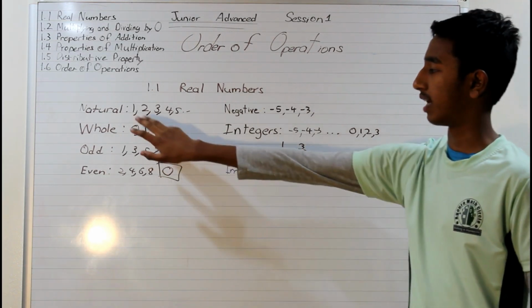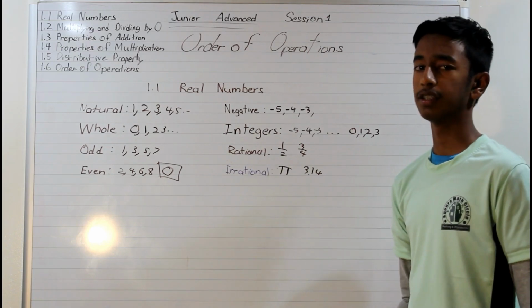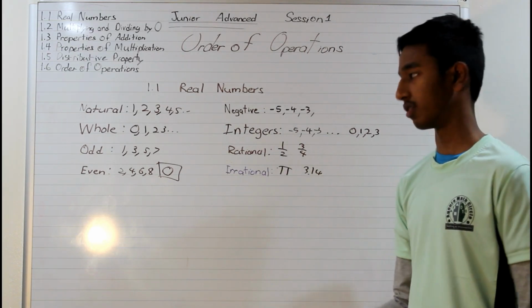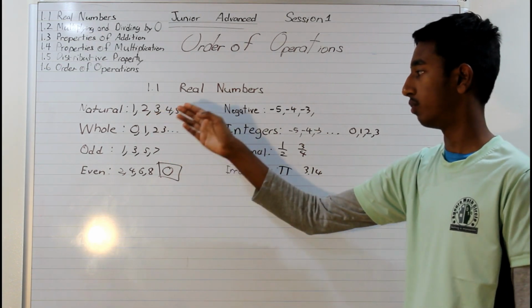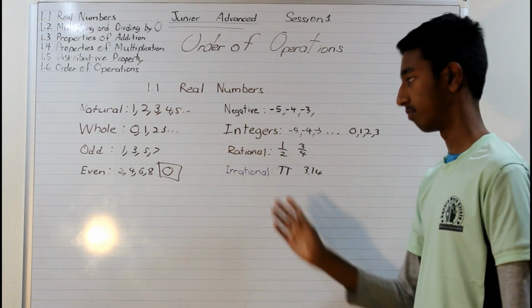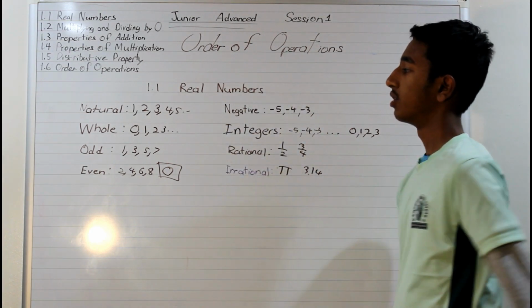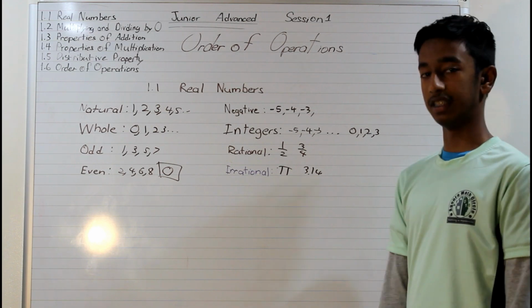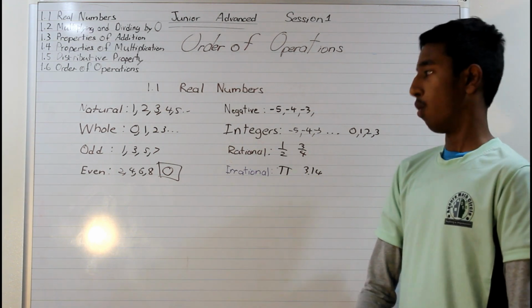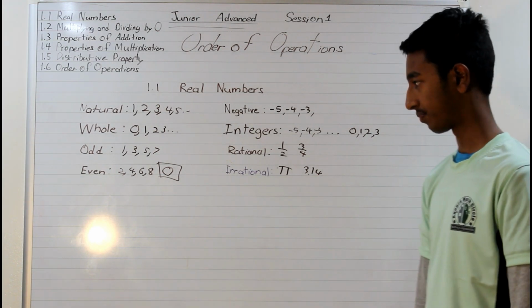The first one being natural numbers. Natural numbers are basically all of your counting numbers. That's also why they're called counting numbers. You count with them every day. They include 1, 2, 3, 4, 5, and on. Whole numbers. Whole numbers are basically the same thing as natural numbers, but all you have to do is add 0 to the list. 0, 1, 2, 3, and onward.